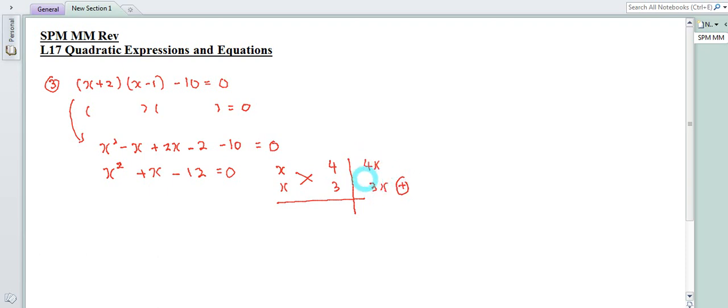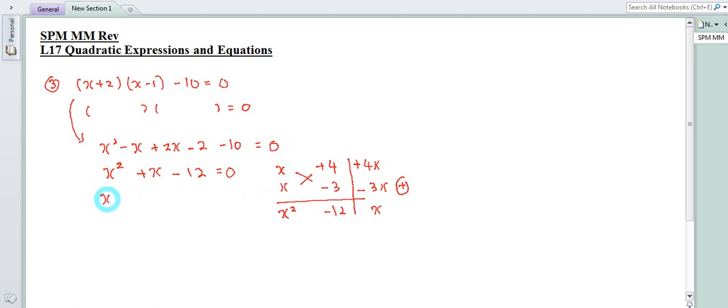Okay, so these two add up together, you need to get positive x. Here positive, here negative. So if these two are positive, very easy. Always follow. If here positive, here positive. If here negative, negative. Okay, x times x, you get x squared. Correct. 4 times negative 3, you get negative 12. Correct. These two plus, you get x. Okay, so correct.